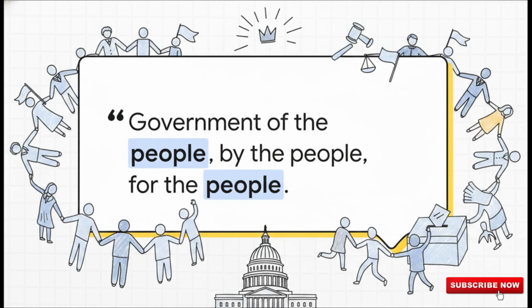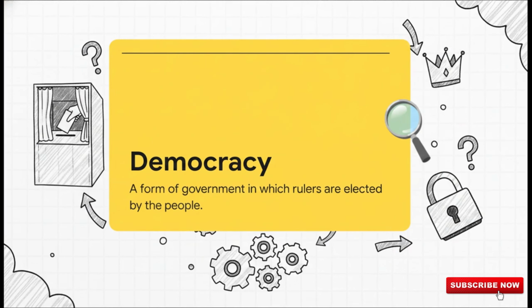We all know Abraham Lincoln's classic definition, right? Government of the people, by the people, for the people. It's a gorgeous, elegant idea. It feels super straightforward. Just a system where the power rests firmly in the hands of everyday folks like you and me. And that brings us directly to the standard textbook definition: a form of government in which rulers are elected by the people.